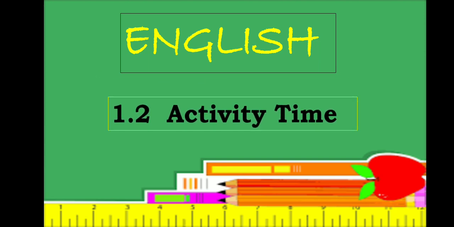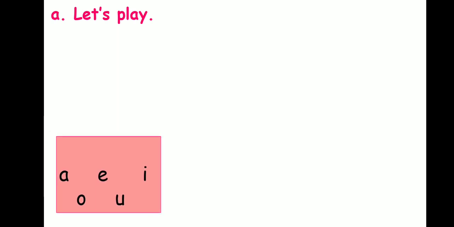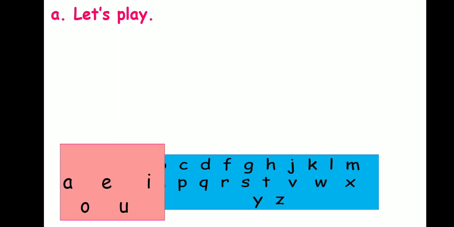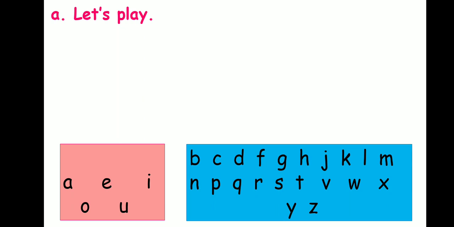Today in English, it's activity time. 1.2 activity time. Let's play a game. I have two cards with letters on them. The first card is pink in color with the five vowels, and the second card is blue in color with the consonants. Children, we had just learned vowels and consonants, so here we have them. So, what are we going to do with these vowels and consonants? Let's find out.